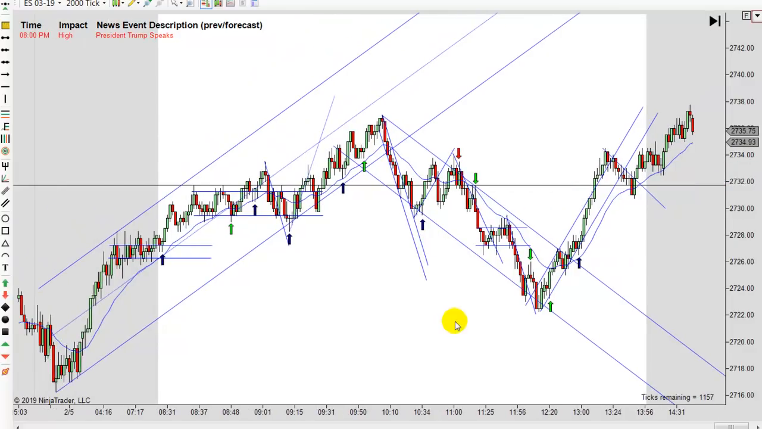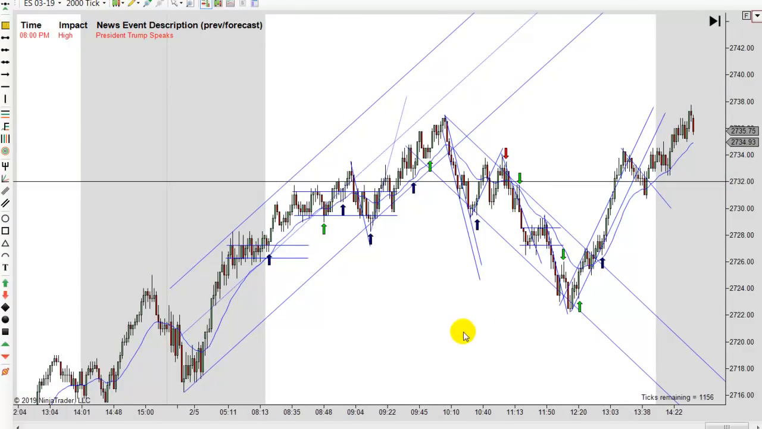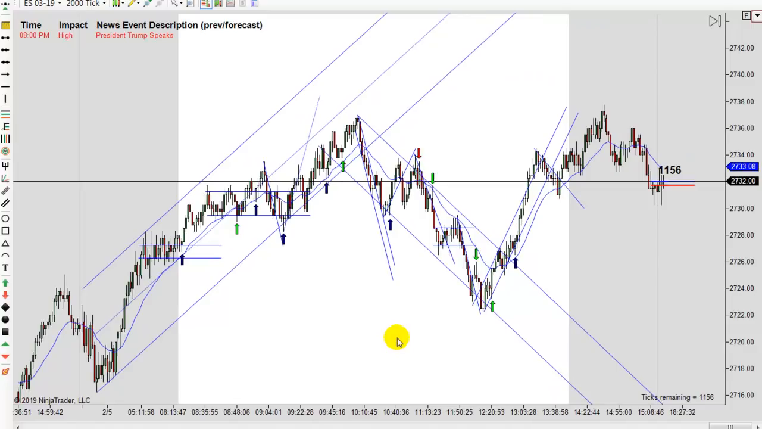But anyway, not a bad trading day. Not a lot of trades, but it was a little bit more clear cut than some of the trading days we've had recently. So Trump speaks tonight, but you shouldn't be trading at 8 o'clock during the overnight anyway, so no big deal. Be interested to see what he's got to say tonight, but it may create some fireworks for tomorrow, so we'll see.